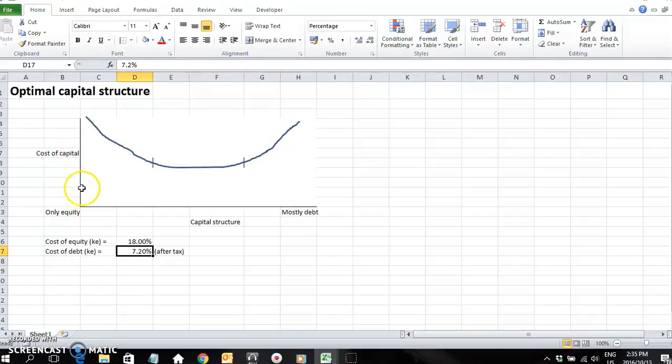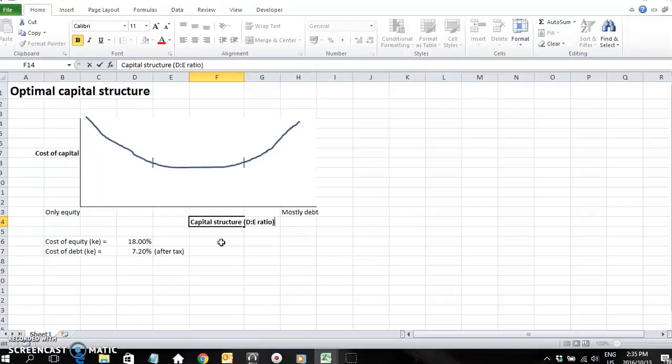So if you look on the y-axis, that's the cost of capital. So for equity, it's 18%. For debt, it's 7.2%. And the weighted average would be somewhere in between. And then the x-axis, this one, is the capital structure or the debt-equity ratio. So let's put that in there. Debt-equity ratio. So the mix of debt and equity.